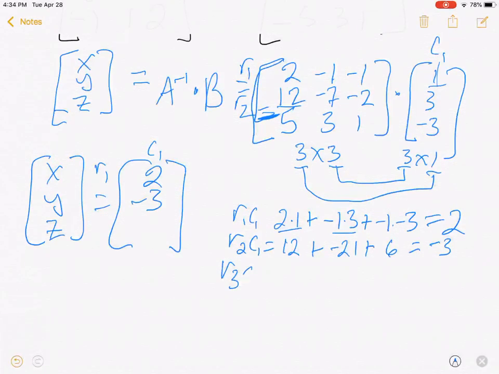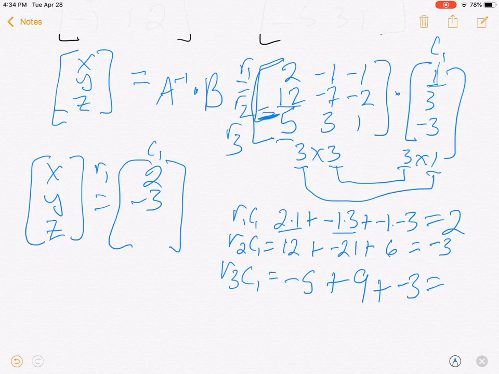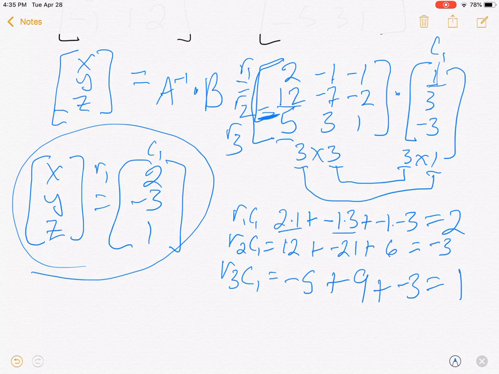Last is to find row 3, column 1. So I'm going to take row 3 times column 1. Start with the negative 5 times 1. That's negative 5. Plus 3 times 3 is 9. Plus, across the left, 1, down with the right, negative 3. It's a negative 3. Negative 5 plus 9 is 4. Minus 3 is 1. And z is 1. And there's your solution. And you're done.